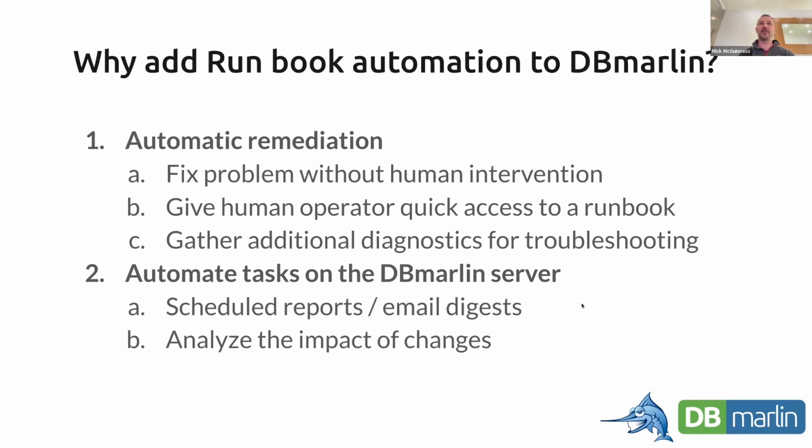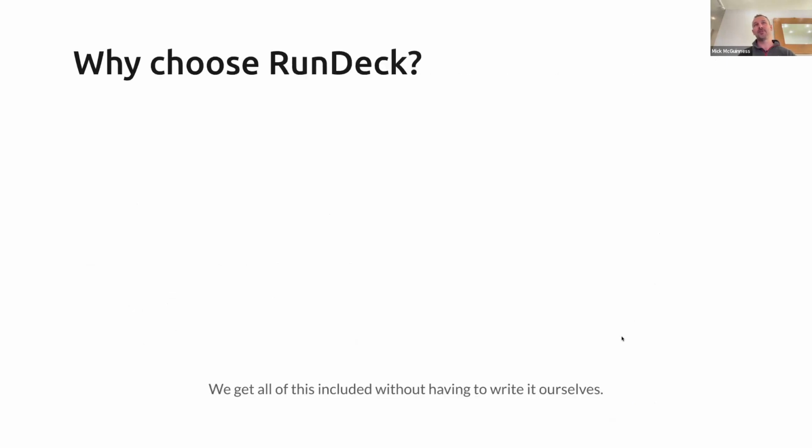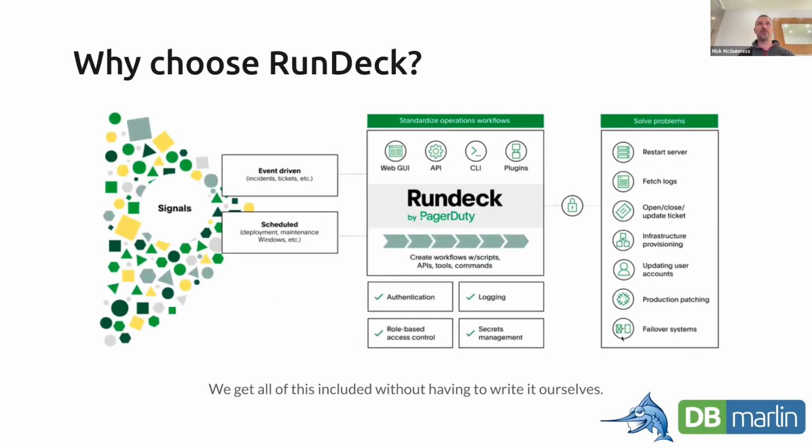Another one is analyzing impacted changes. When I briefly showed you the chart in DBmarlin where we had a change event, one thing we've been looking to do is change impact analysis automatically. So we see the change event, and then we look at a period of time before and after the change and tell you whether the change had a positive or negative impact on database performance. And last but not least, we thought some kind of administration, self-monitoring, even upgrades may be something we could also use this for. So why did we choose Rundeck?